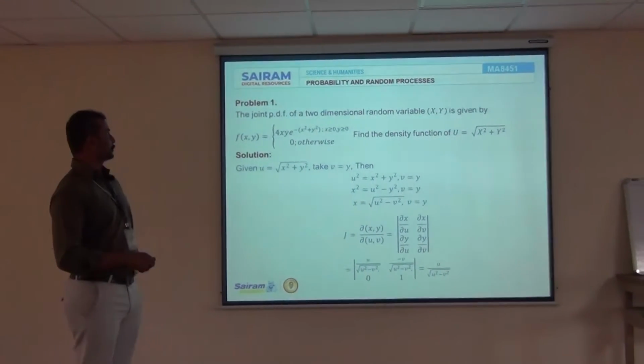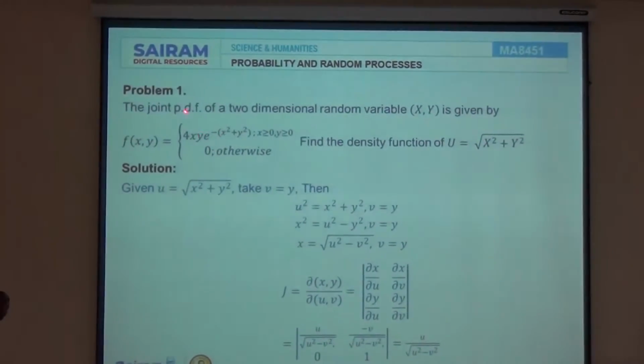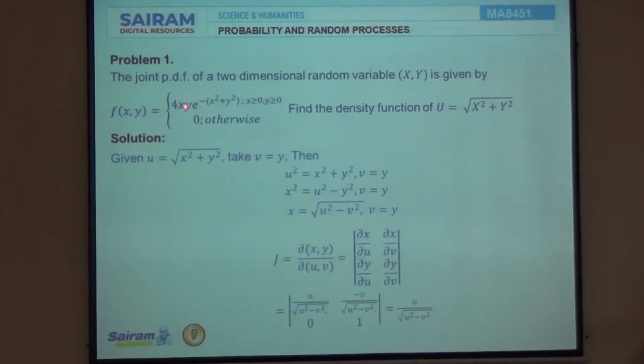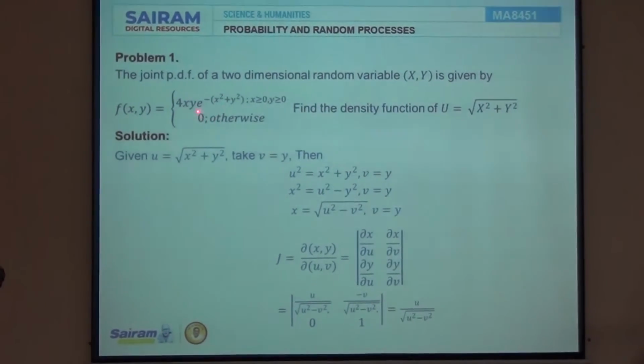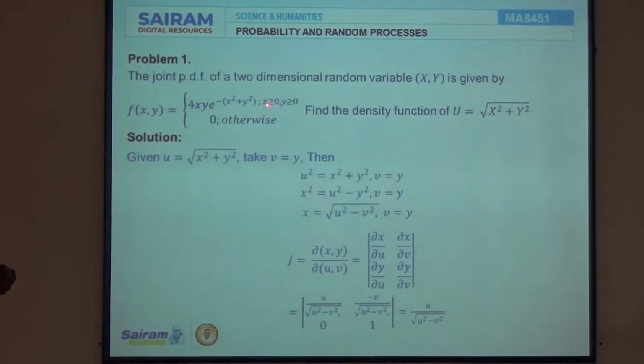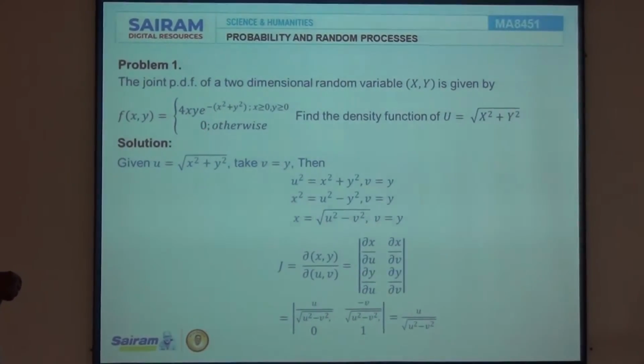I am taking the first question. We need to find the density function of u. They have given the joint PDF of the two-dimensional random variable x comma y. They have given f of x comma y as a function of x comma y, defined for x greater than or equal to 0 and y greater than or equal to 0. For other values the function will be 0.